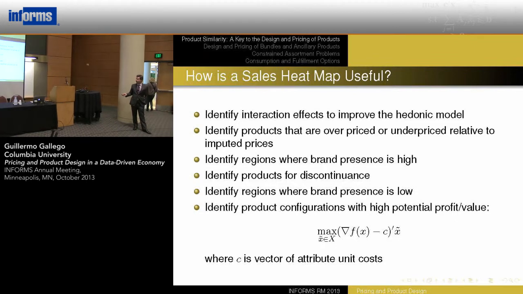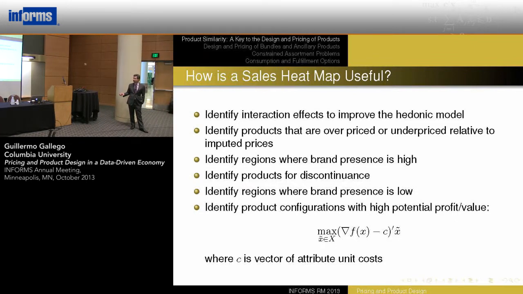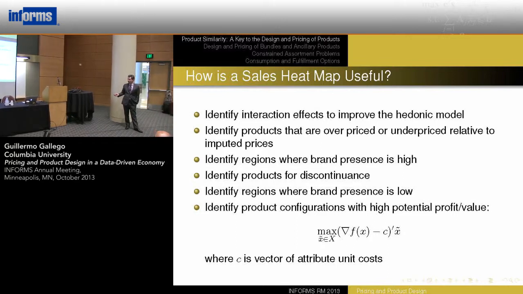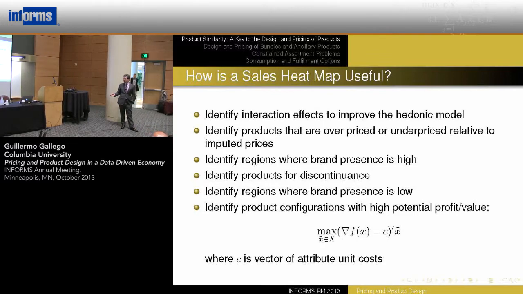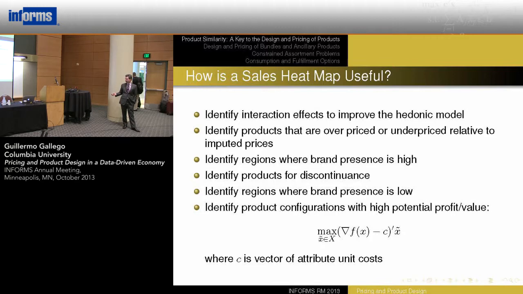You can identify regions where brand presence is high, identify products for discontinuance, identify regions where brand presence is low, and also identify product configurations with high potential profit or value. So the way to do this is you try to come up with a configuration that maximizes the spread between the value of the attributes and the cost. If you identify one such product, then those products could either have large surpluses if you price them low, or large profits if you price them high. So these are products that are potential win-win for you and for your customers.